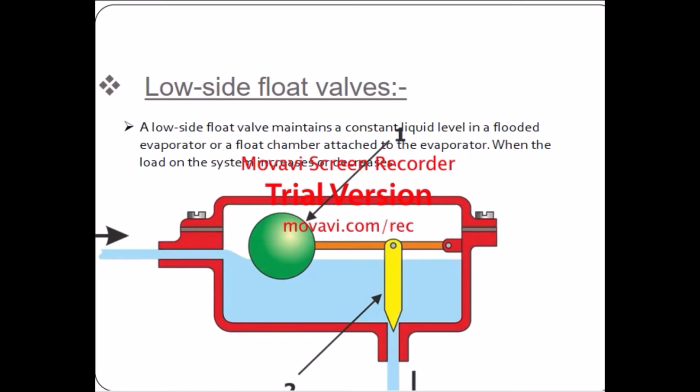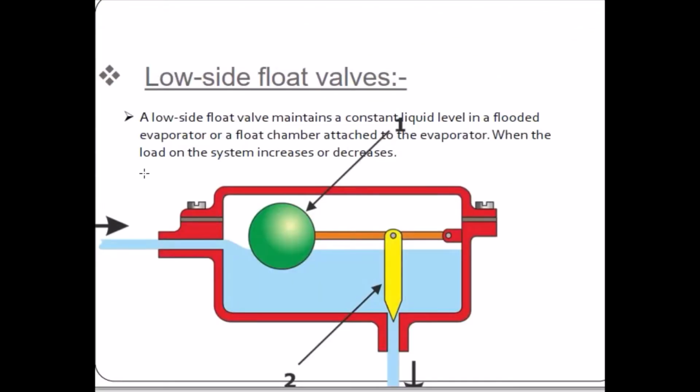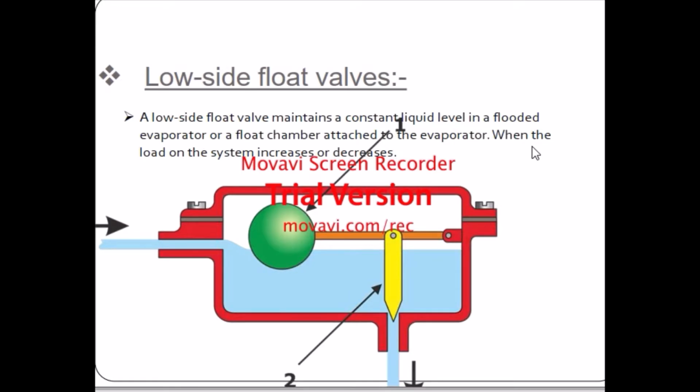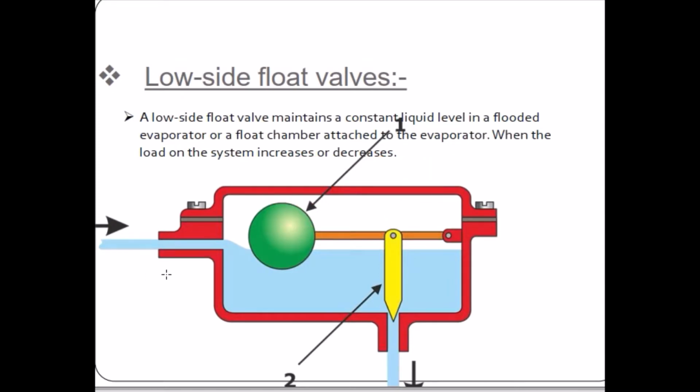Okay, we can check how the schematic works for the low side. Actually, this one is the low side system. A low side float valve maintains a constant liquid level in a flooded evaporator or a float chamber attached to the evaporator when the load on the system increases or decreases. We check first which one is the input valve and the output valve. This one is the input valve, this one is the output valve. This one supplies the evaporator, this one is for the condenser.